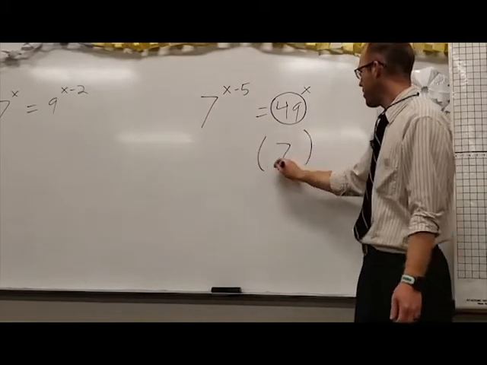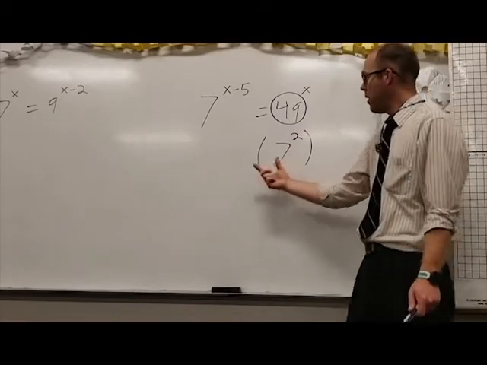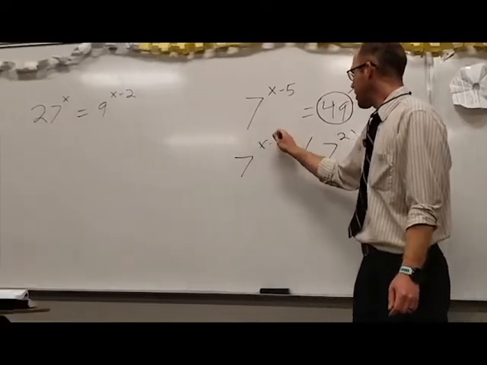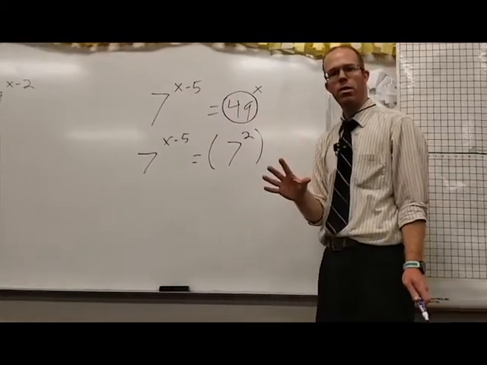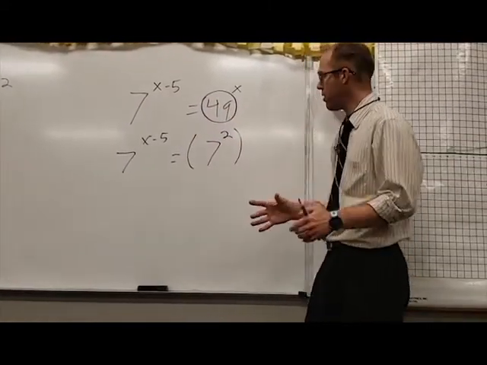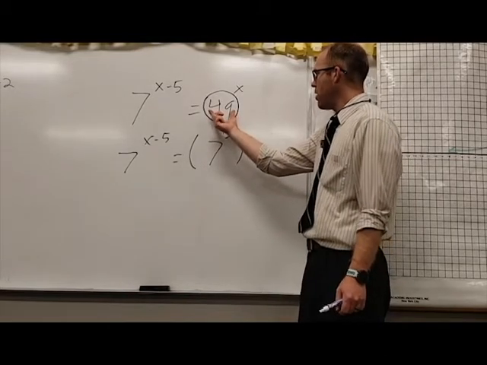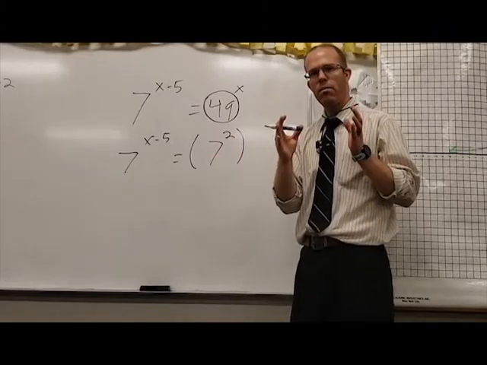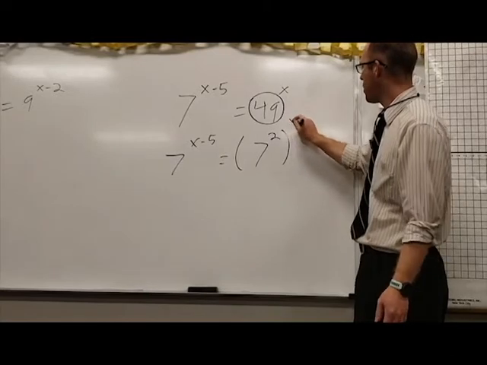49 is 7 squared. That gives me a base of 7 here, and I have a base of 7 over there. So we have 7 to the x minus 5 equals, all right, now we have to be very careful when we do this that we don't lose parts of this. 49 is 7 squared, but that's not all I have right here. So I like to put this in parentheses and really highlight what I'm doing so I get the same base, but then everything outside there, I'll put outside the parentheses.